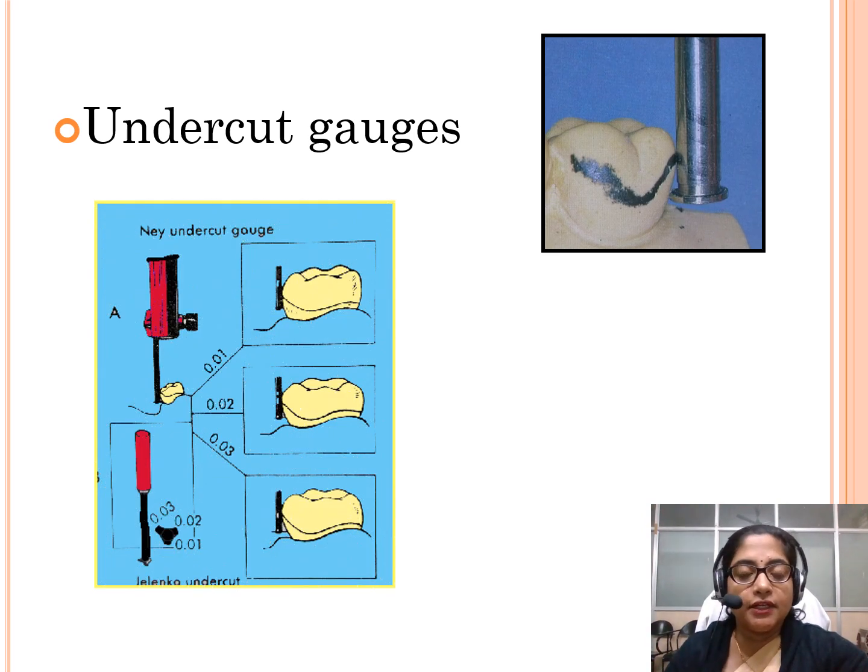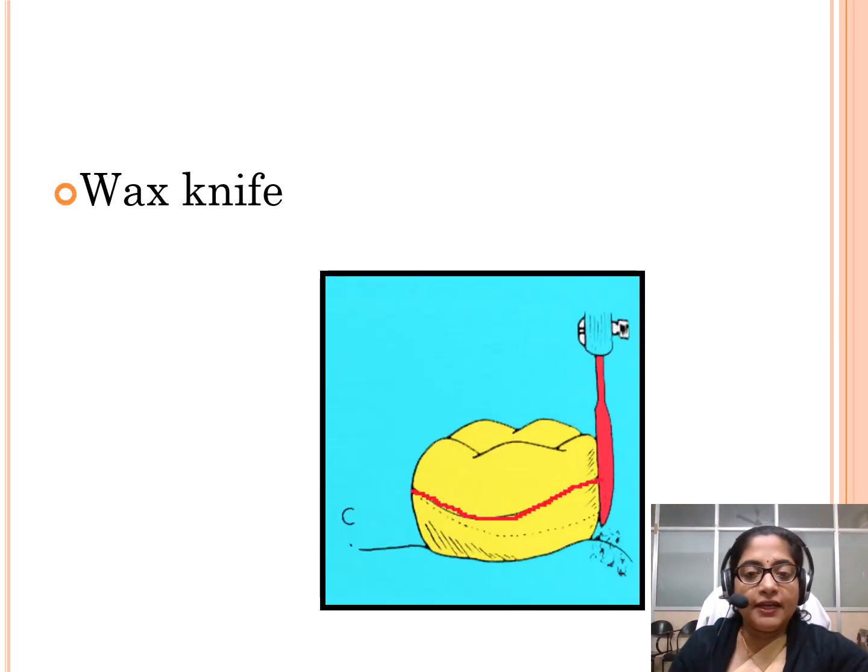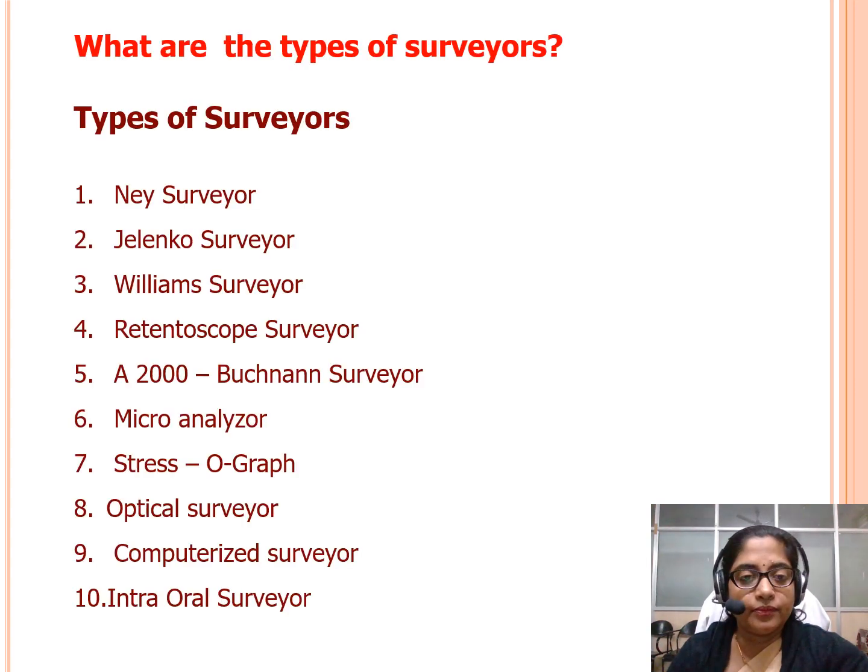Then there are various undercut gauges to measure the depth of the undercut, and these are 0.01, 0.02 and 0.03 inch undercut gauges. As you can see in the image, the undercut gauge touches the height of contour, and the depth is indicated by the gauge as it goes into the undercut area. The wax knife is also provided to contour the wax patterns of the restorations placed on the abutment teeth.